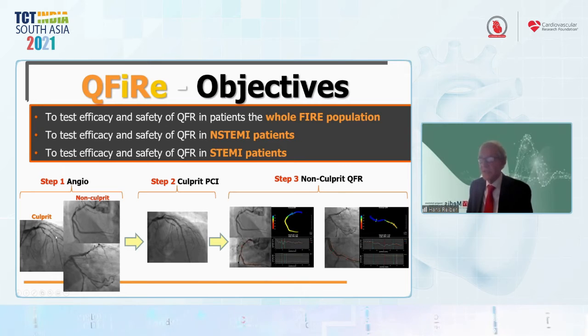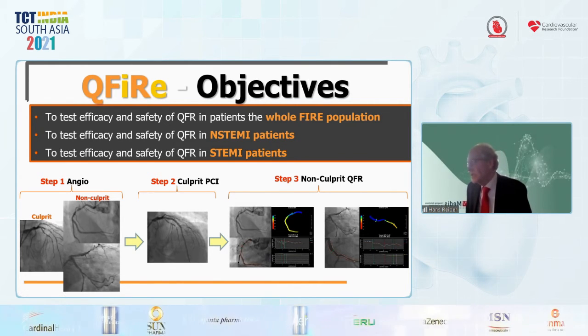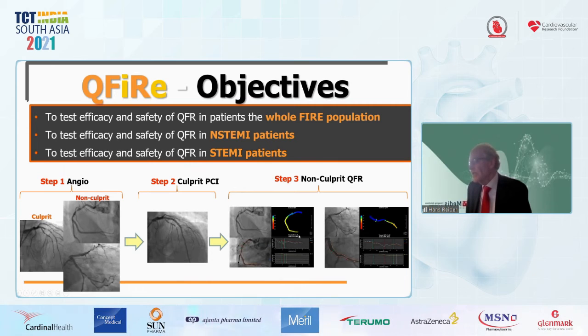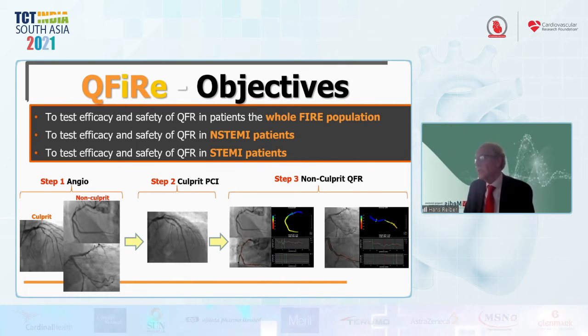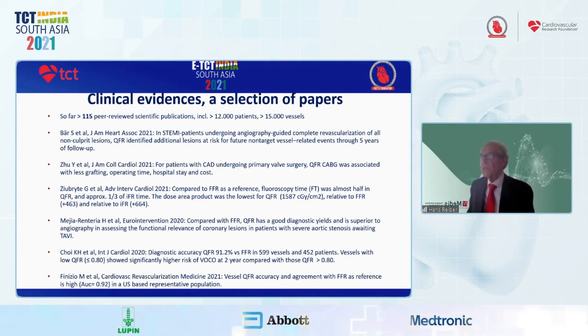Now in this case, of course, there was a culprit lesion that was stented, but there are still lesions in the other vessels where the QFR can be calculated, in this case 0.85 and 0.82. So also a very interesting study. There's a lot of clinical evidence on the QFR obtained over the last many years. In the meantime, more than 115 peer-reviewed scientific publications, I think including now more than 15,000 patients.